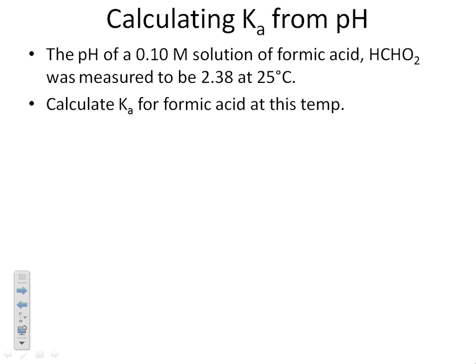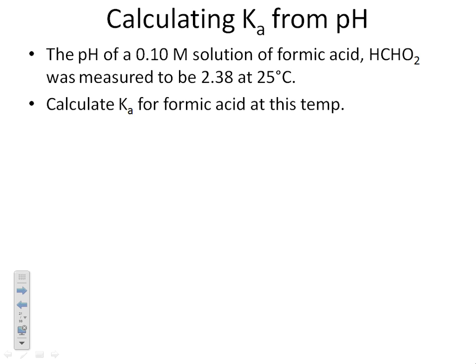So making this specific to Ka, calculating Ka from pH. This is an extremely common type of question in chemistry, especially in AP chemistry. This type of question has been all over the AP chemistry exam in recent years. This should feel very comfortable to us by the end of this particular unit. So, sample problem: the pH of a 0.1 molar solution of formic acid, HCHO2, was measured to be 2.38 at 25 degrees Celsius. Calculate Ka for formic acid.